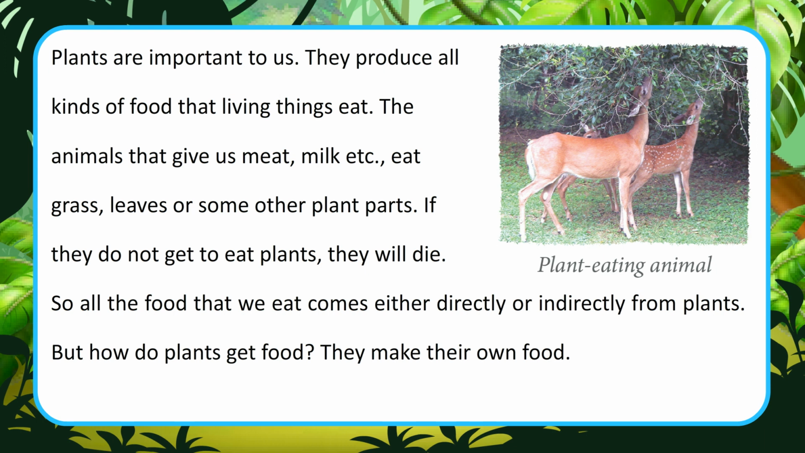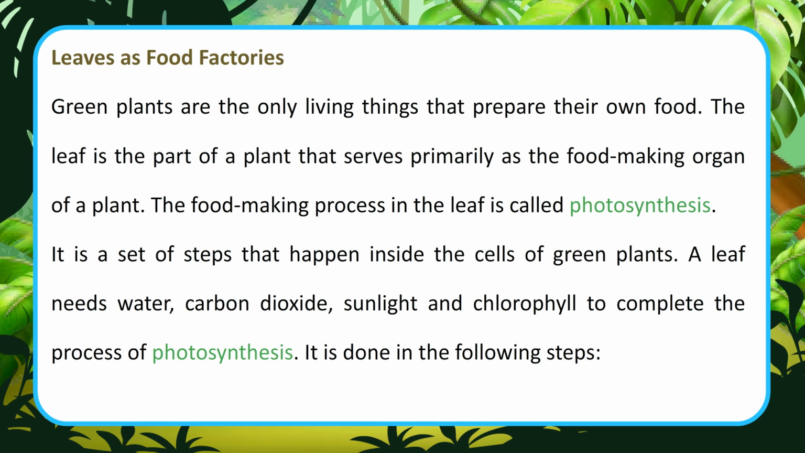But how do plants get food? They make their own food. Leaves as food factories. Green plants are the only living things that prepare their own food. The leaf is the part of a plant that serves primarily as the food-making organ of a plant. The food-making process in the leaf is called photosynthesis. It is a set of steps that happen inside the cells of green plants.